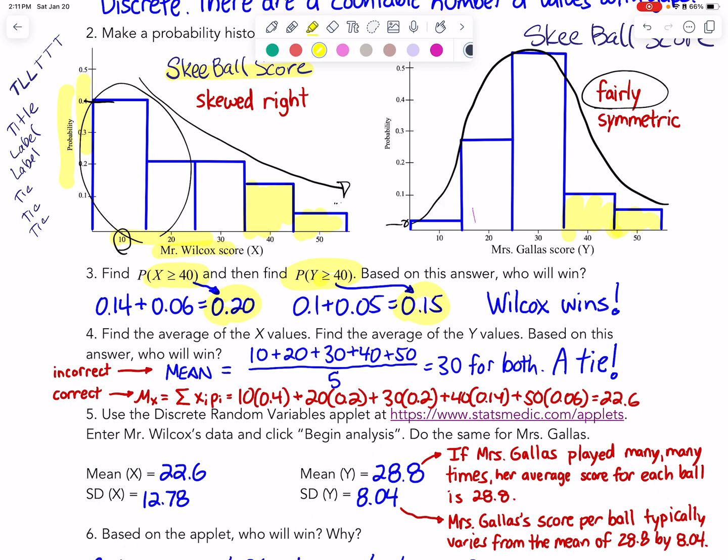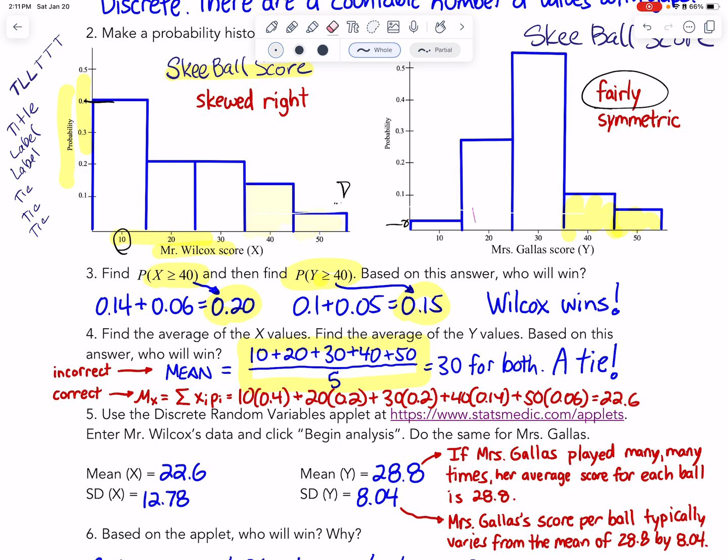So then I asked you to find the average of the X values. To find the average of the X values, this is what I got: 10 plus 20 plus 30 plus 40 plus 50, and I got that for both A and for B. But the reason that's incorrect is you can see the graph, 10, 20, 30, 40, 50, they're not weighted at the same amount.